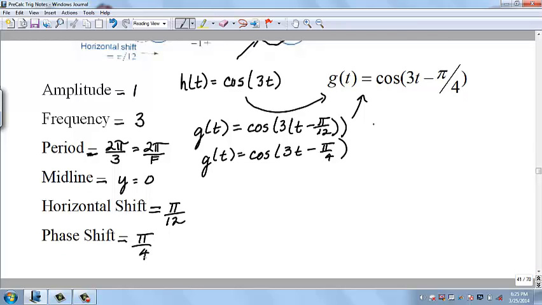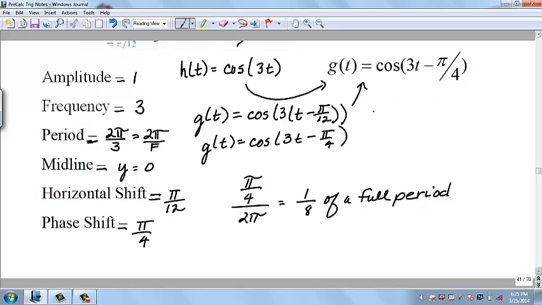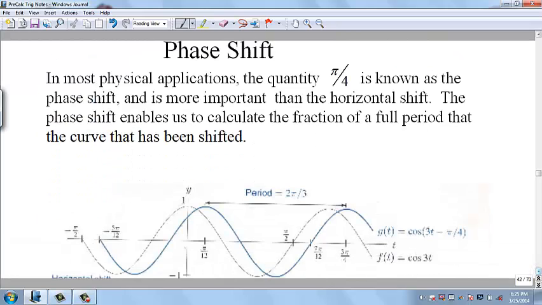If I wanted to know what that was, I take the pi over 4, because that's my phase shift, and divide it by 2 pi to see what part of the whole curve got shifted. Pi over 4 divided by 2 pi is 1/8 of a full period. So this graph shifted over 1/8 of its whole period to the right. This is what phase shift tells me. This is what horizontal shift tells me. So I think I have this down here for you.